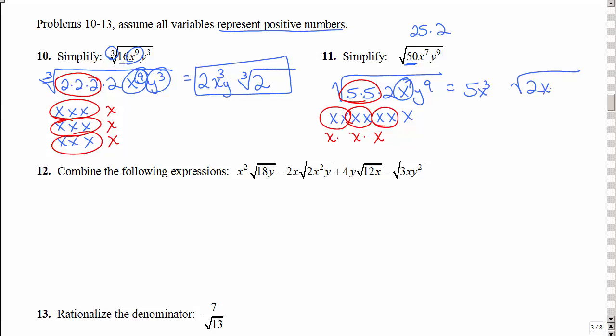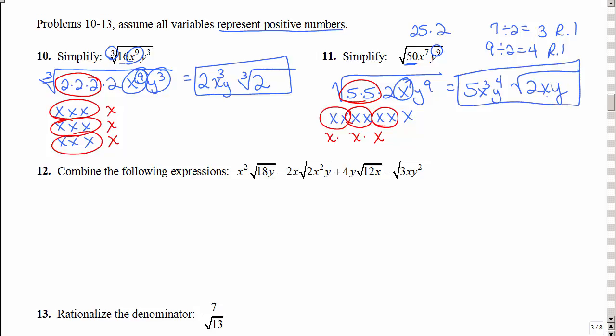But again, you can take the exponent of 7 and divide it by 2. So 2 goes into 7 3 times with 1 left over. So I have x cubed with 1 left over. So if my exponent is 9, 2 goes into 9 4 times. I have y to the 4th, but I have 1 left over. You could also write it with different exponents. A lot of different ways to get there, but that's one way.